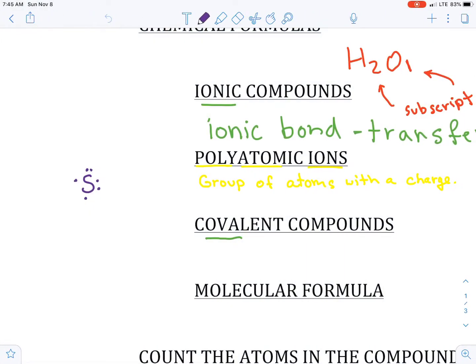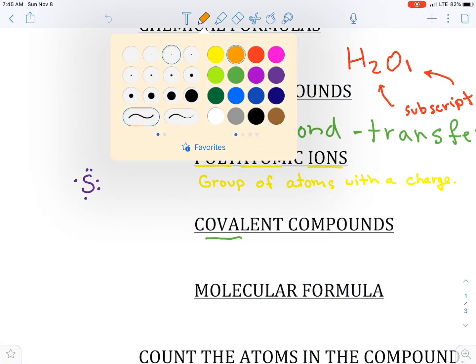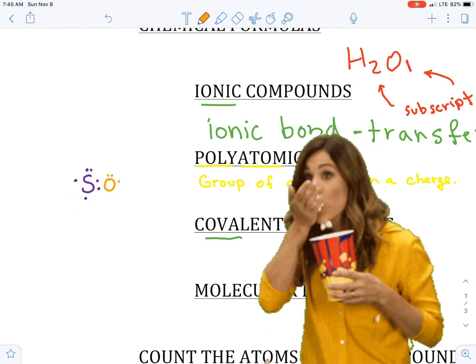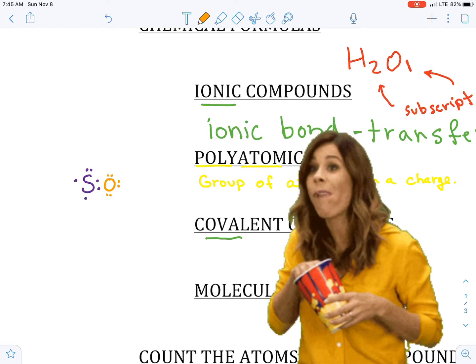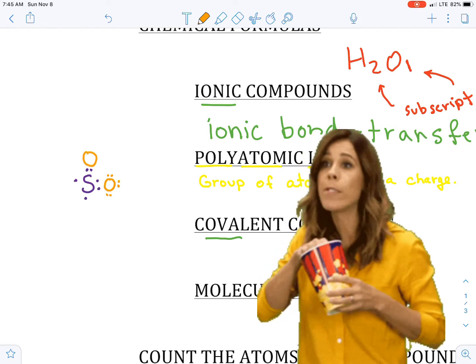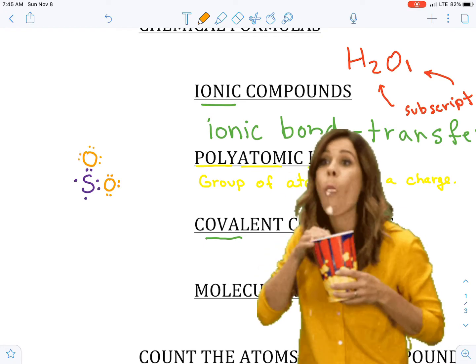So we're going to bond this with 4 oxygens. Oxygen has 6 dots, and if I put them together like this, I have a full shell. I have an octet for that oxygen. So I'm going to go all the way around and put those together like that.